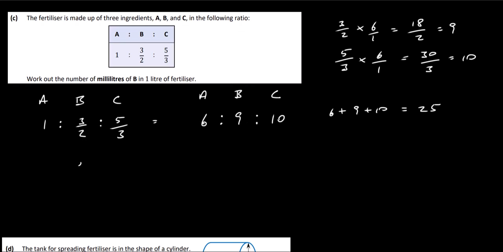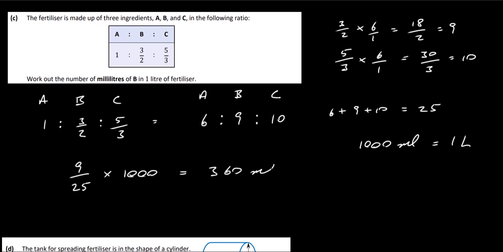So we need 9 of these 25ths of 1 litre. They're saying 1 litre, so it says milliliters here. We've got to give our answer in milliliters. You've got to remember there are 1,000 milliliters in 1 litre. So I'm going to multiply this by 1,000. And what you get when you do that is 360 milliliters. So this is our answer here.